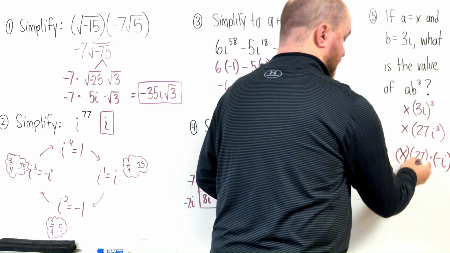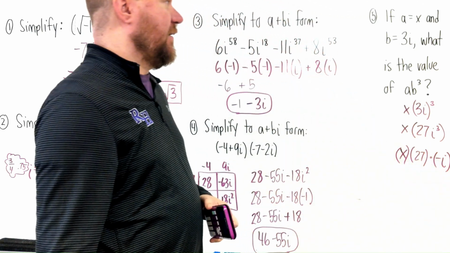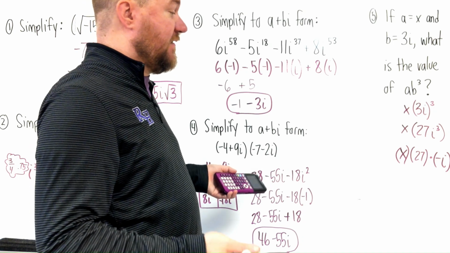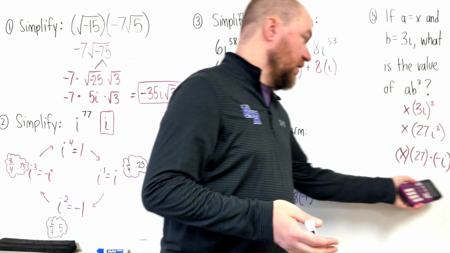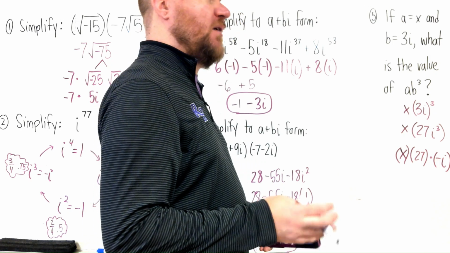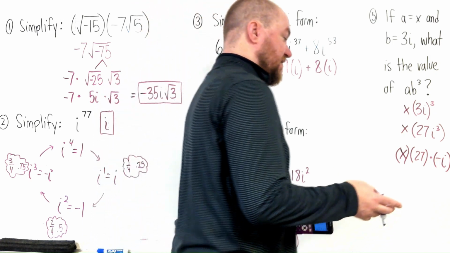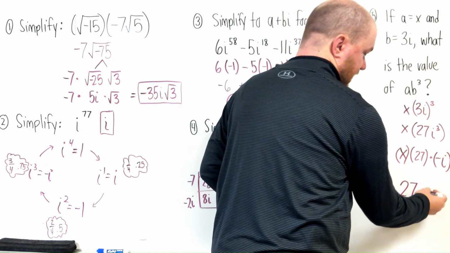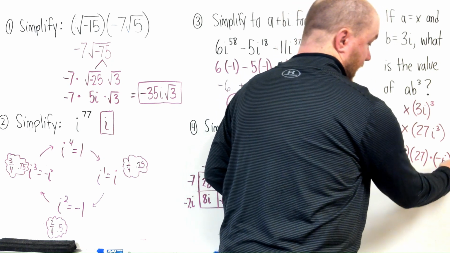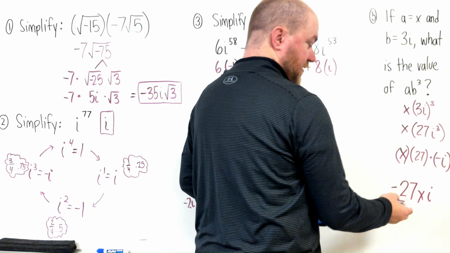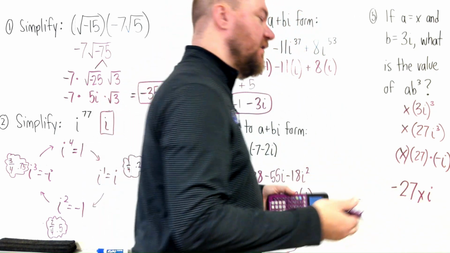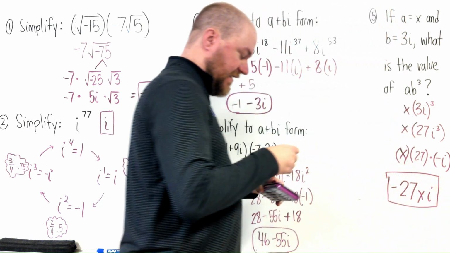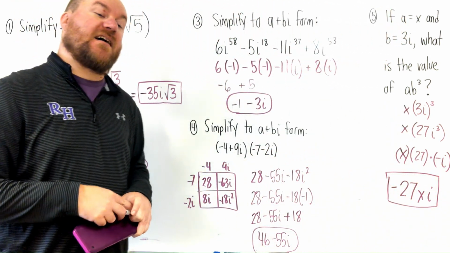I'm going to put them all in parentheses for now. And then this is in a plus bi form because there's not an a. These are all going to be lumped together in one term. And when we do that, we prefer the i to still be last. We prefer numbers to be first. So our answer here is 27xi. And let's move that negative up front. Usually we make numbers negative if there's a number in the product. So the answer to this question is negative 27xi.